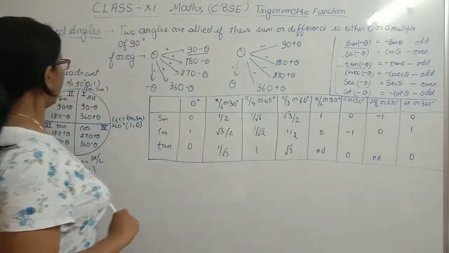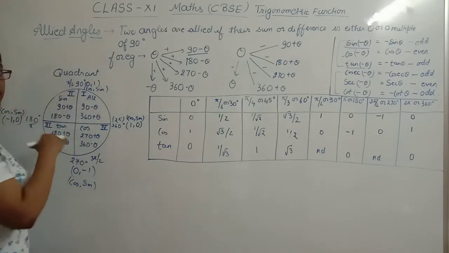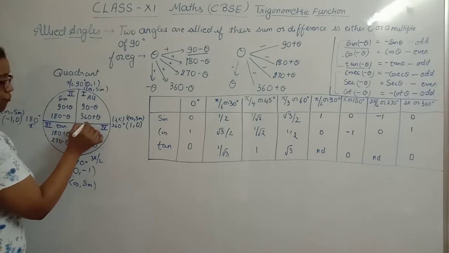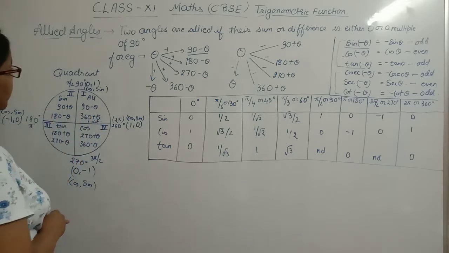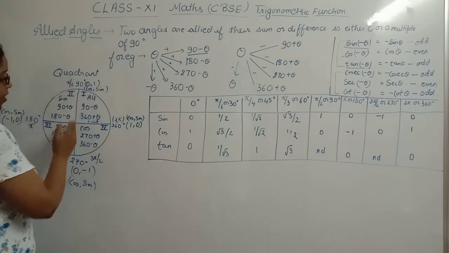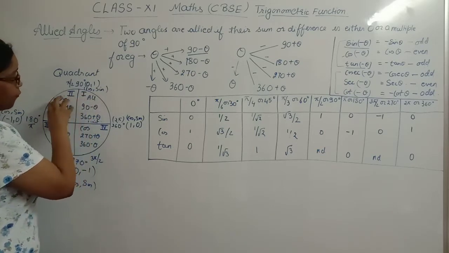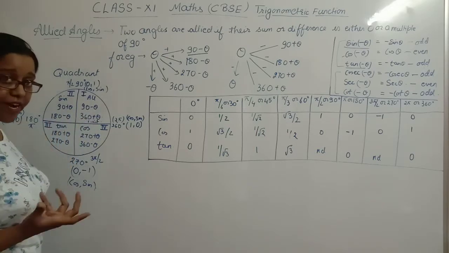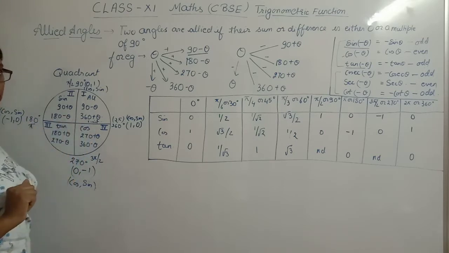Now, quadrant. What is the quadrant? Suppose I have taken a unit circle. What is a unit circle? A circle whose radius is one unit, that is the unit circle. Now in this unit circle, when it is divided by the two diameters, you get 4 equal parts. These equal parts are called quadrants. This is the first quadrant, second quadrant, third quadrant and the fourth quadrant.